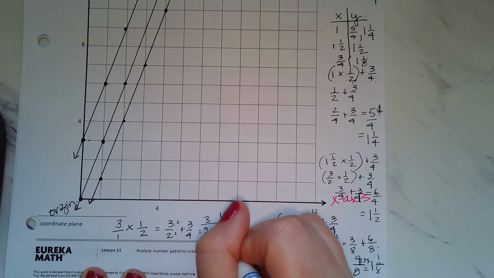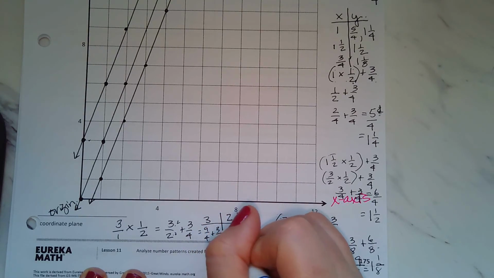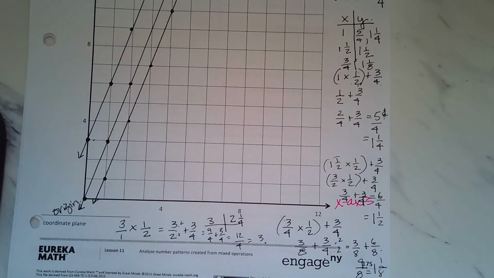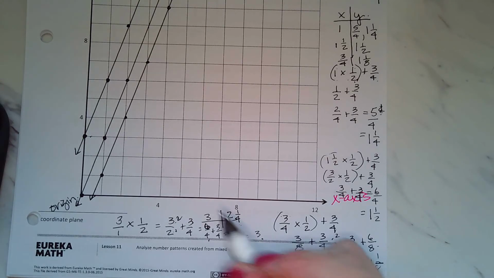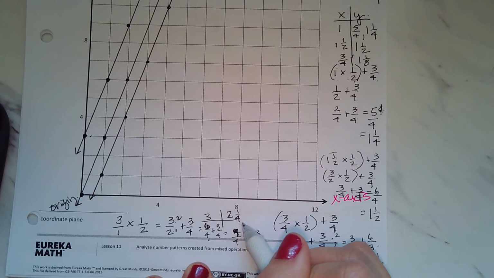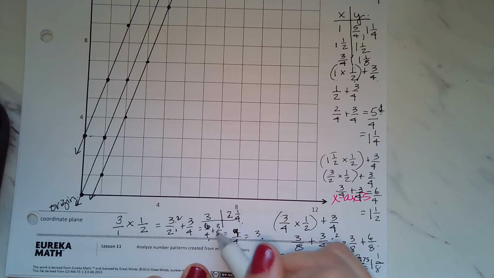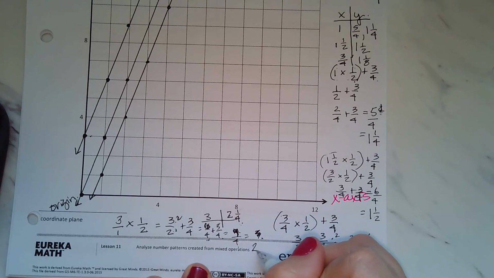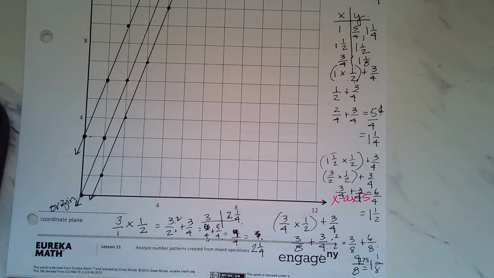9/4 plus 3/4 equals 12/4, which equals 3. Wait, I found a mistake. We're supposed to end up with 2 1/4. So 3 times 2 is 6. 6/4 plus 3/4 equals 9/4, which is equal to 2 1/4. All right.